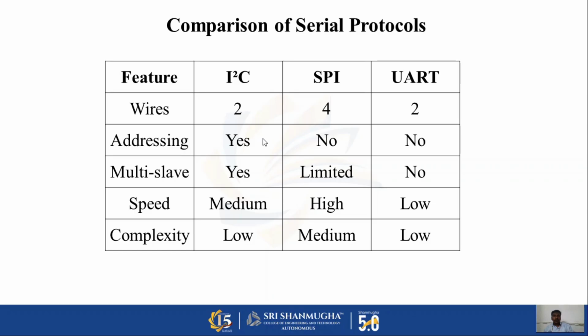Let us compare I2C with SPI and UART. I2C uses only two lines, that means two wires, and supports multiple devices through addressing. SPI generally uses 4 wires. It provides much higher communication speed. UART also uses 2 wires but supports only point-to-point communication. I2C offers a good balance between simplicity and functionality. For applications involving multiple sensors and moderate communication speed, I2C is usually the preferred choice.